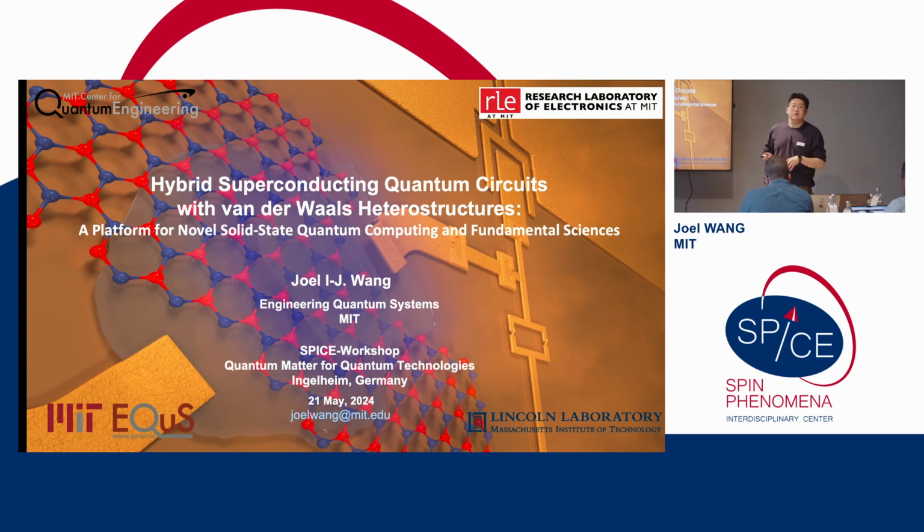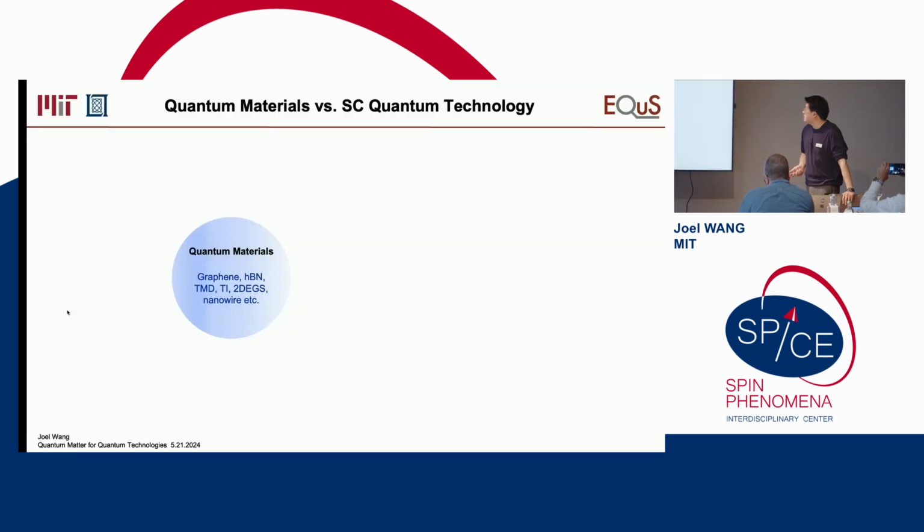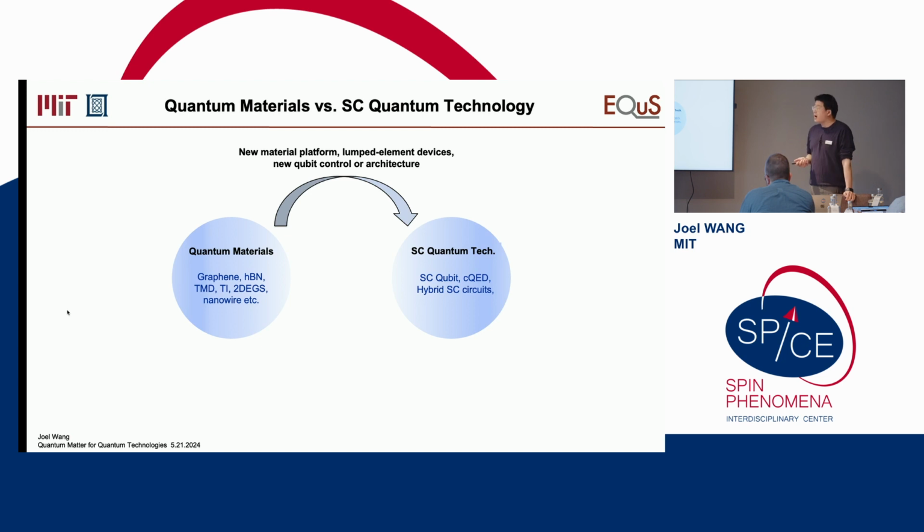Our group has worked a lot on superconducting quantum circuits, but today I'm going to focus on a particular field which we are very excited about, which is a hybrid superconducting circuit with van der Waals heterostructures, or 2D materials. So the idea is the following. We are interested in the condensed matter physics that we call quantum materials, and we're interested to see if it is possible to implement some of these materials in existing superconducting quantum technology so that we can come up with different types of qubits, different types of control, and so on.